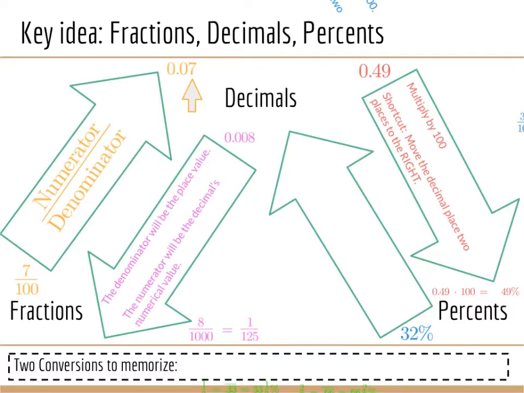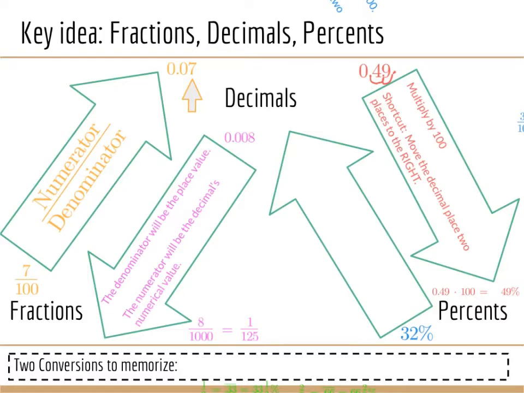So you can see here, I'm going to take my pencil, I'm going to draw my decimal place 2 places to the right, and when I do that, I still end up with 49%. All right, now I'm going to take a look at my percent, and I'm going to move that to a decimal. So my percent here is 32%.